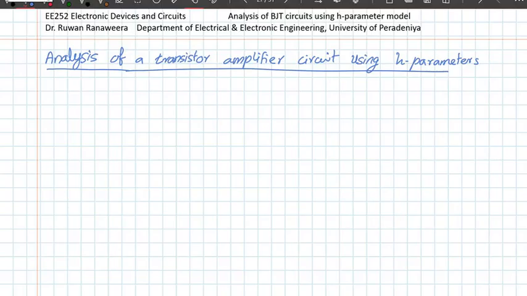Welcome to EE252 Electronic Devices and Circuits. Today we are going to talk about analysis of BJT circuits using the H-parameter model. In the previous lecture we looked at how to obtain H-parameters for a particular BJT using input and output characteristics. Today we are going to use those H-parameter values to analyze a BJT circuit.